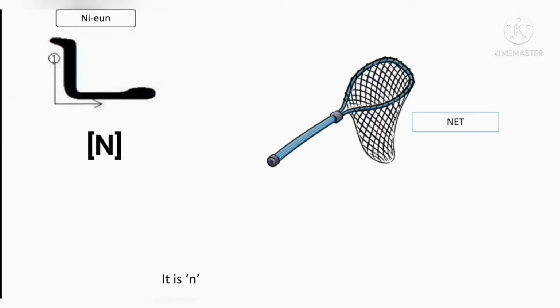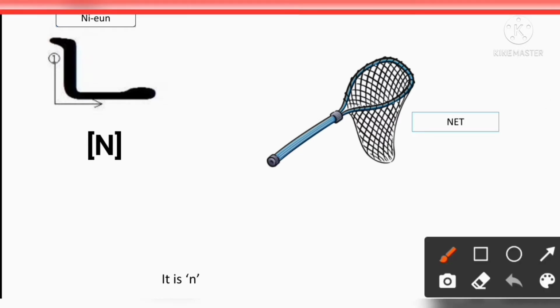Our next consonant is N. It's the opposite of G when we come to write it, like this. N.